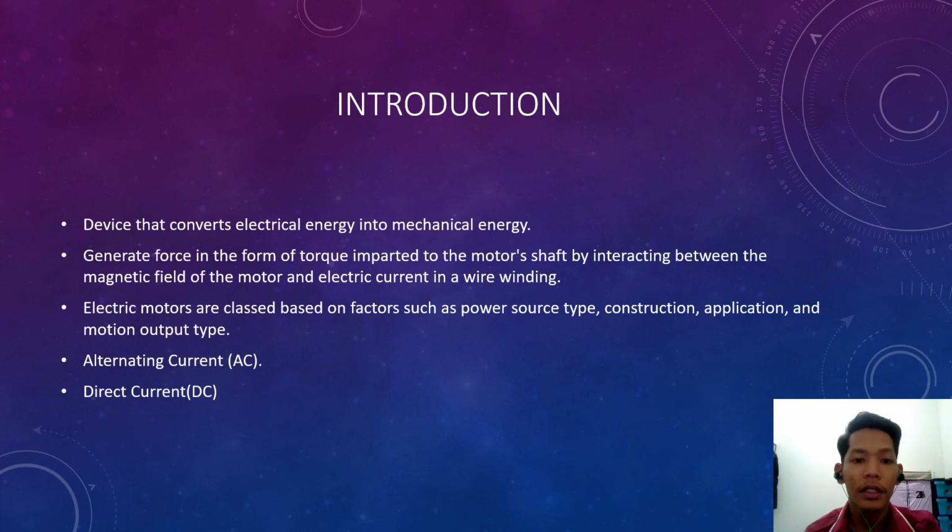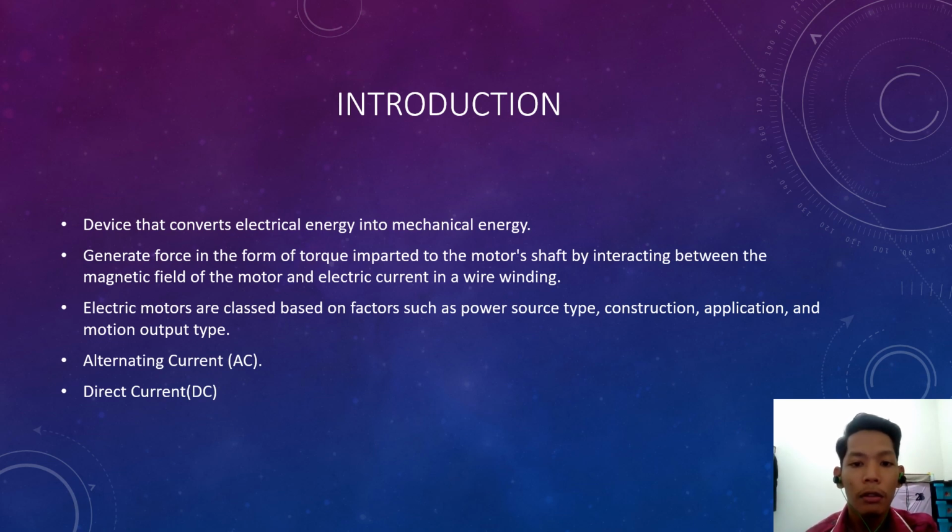So for the introduction to the electric motor: an electric motor is a device that converts electrical energy into mechanical energy. Most electric motors generate force in the form of torque imparted to the motor shaft by the interaction between the magnetic field of the motor and electric current in a wire winding. Mechanically, an electric generator is identical to an electric motor, but it is run with a reverse flow of power, transforming mechanical energy into electrical energy.